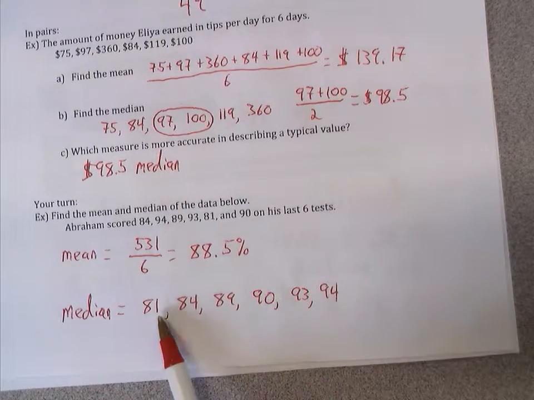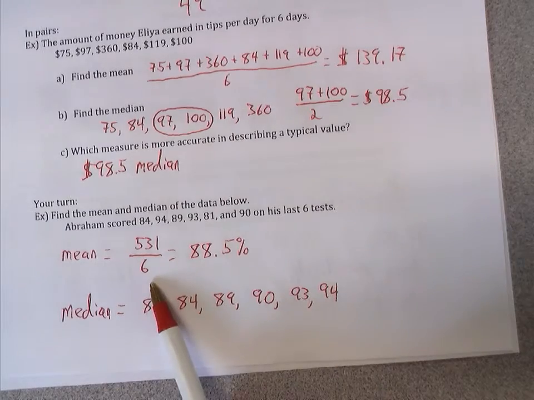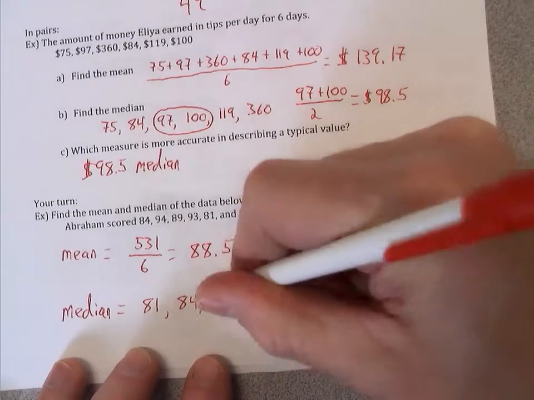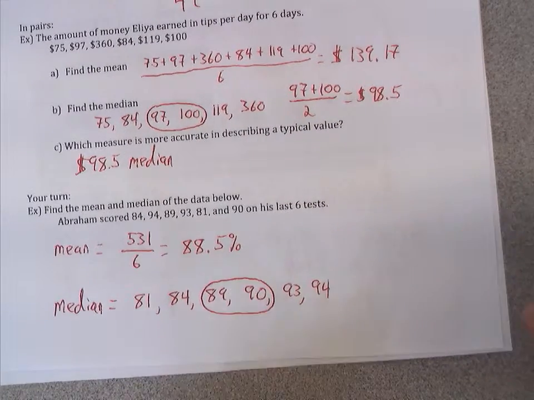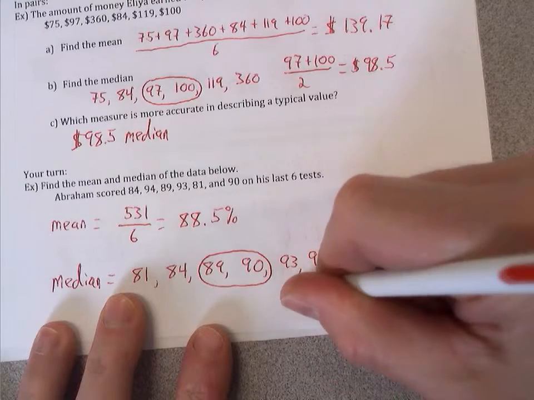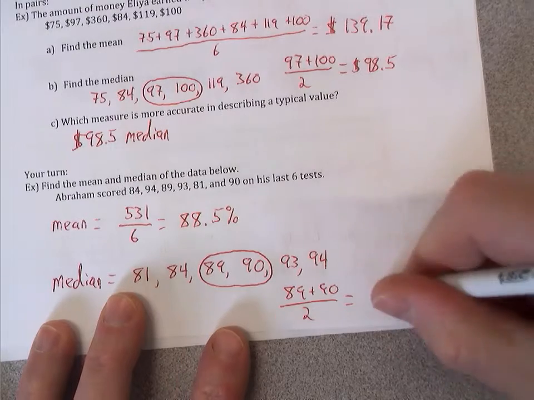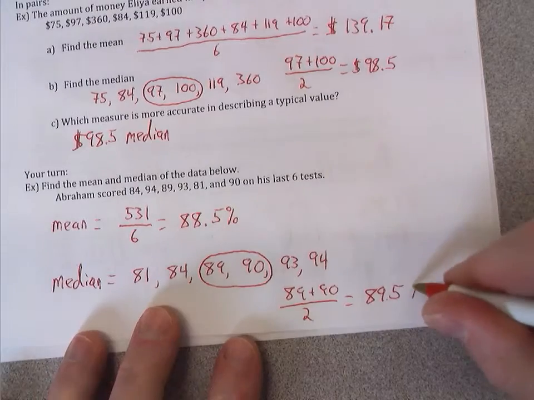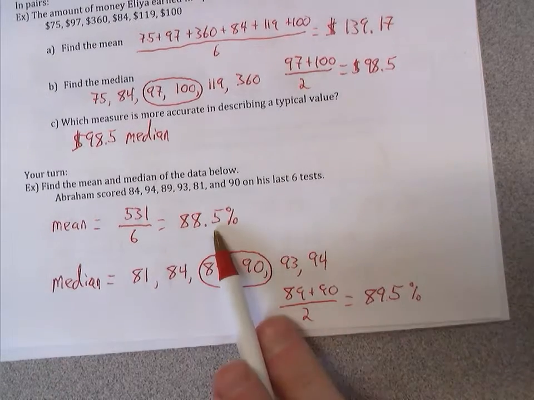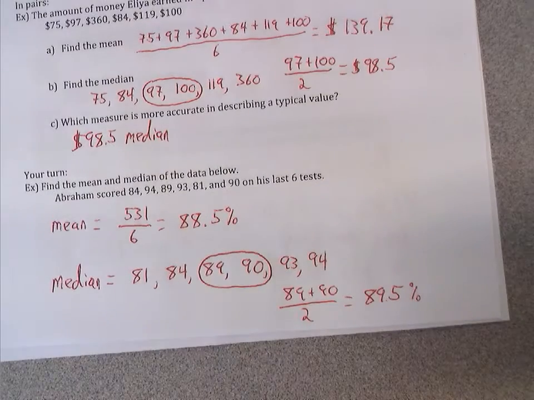Well, here are his scores in numerical order now. 81, 84, 89, 90, 93, 94. And again, we've got 6 values. So where is the middle? The middle is these 2 values, 89 and 90. So we need to take 89 plus 90, divide by 2, and the median is 89.5. So the average versus the middle. And sometimes the average and the middle can be close. Other times they might be very far off depending on the spread of data.